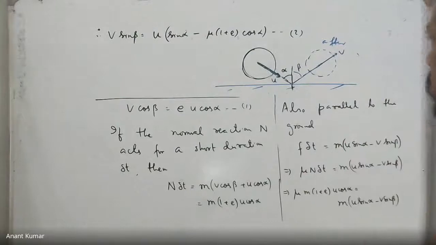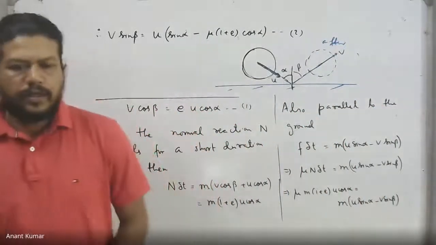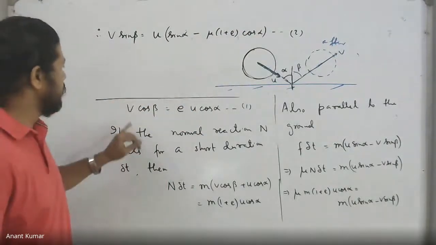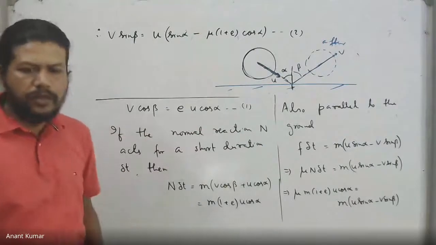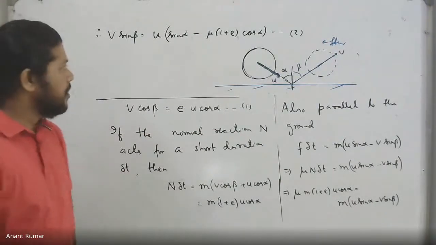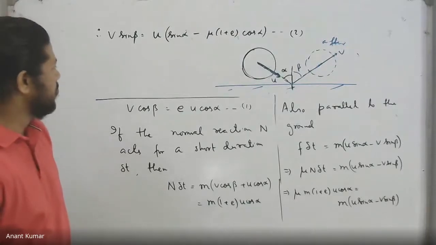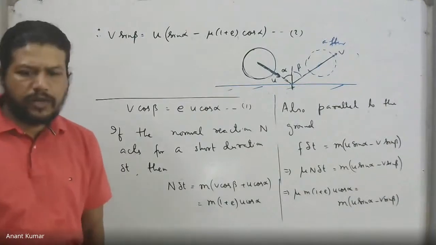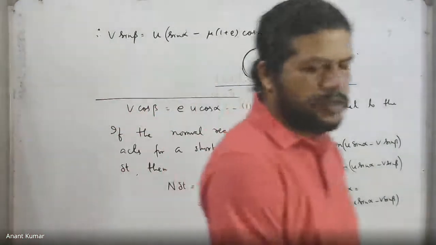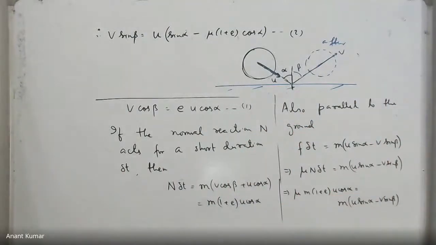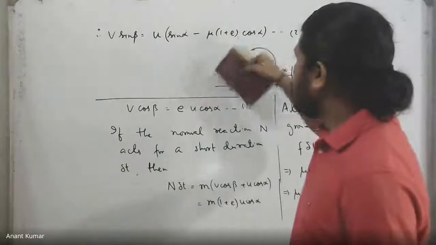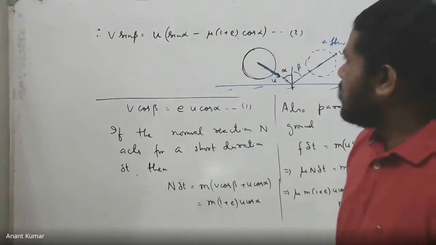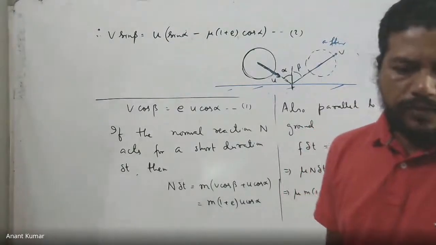If there's no friction, you simply put mu equal to 0. This part will be gone. V sin beta will become u sin alpha, and v cos beta becomes e into u cos alpha. So the speed will turn out to be u into the square root of (sin squared alpha plus e squared cos squared alpha). The angle can be obtained by dividing them. V cancels out, so I get tan beta is nothing but 1 by e times tan alpha. That's what we have.